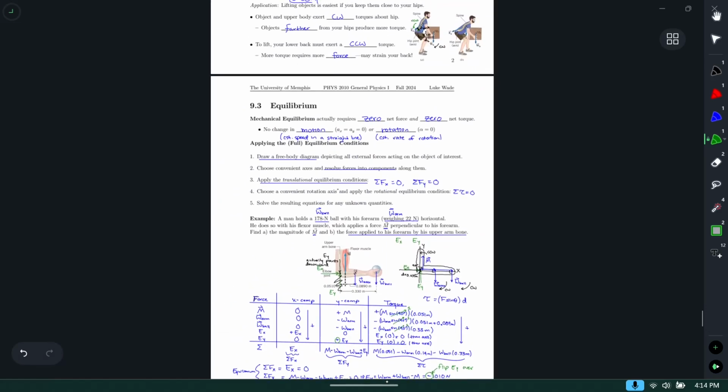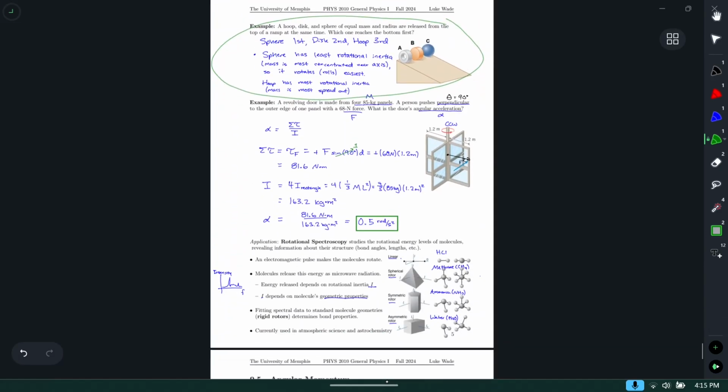Calculation-wise for this chapter, I'd say the main focus would be questions like this one, where I give you some information. You have to find the net torque acting on your object, and you have to find its moment of inertia or rotational inertia, and use that to find the angular acceleration. So this is another one where if you have your list of variables, it becomes easier to tell you're dealing with this kind of problem.